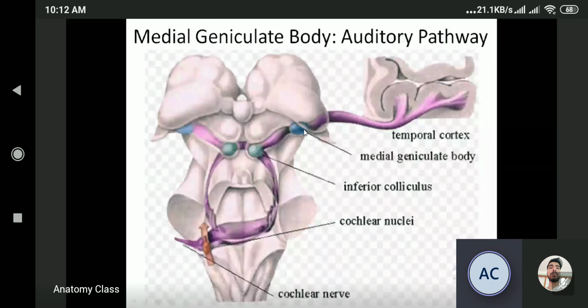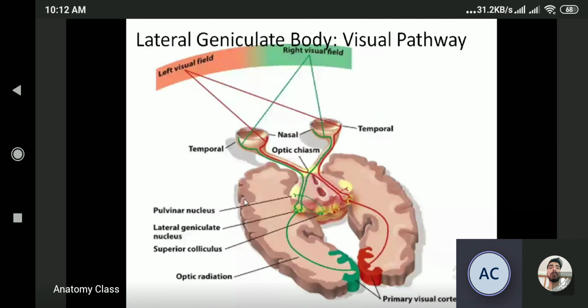About this pathway, we will be studying when we study the special senses in detail. For now, remember, the medial geniculate body is associated with the auditory pathway, while the lateral geniculate body is associated with the visual pathway. Now, how does this visual pathway associate with the superior brachium, superior colliculi and the lateral geniculate body? From the eye, from the retina, the optic nerve, crossing occurs here, then the optic tract, and then the optic radiation into the primary visual cortex.